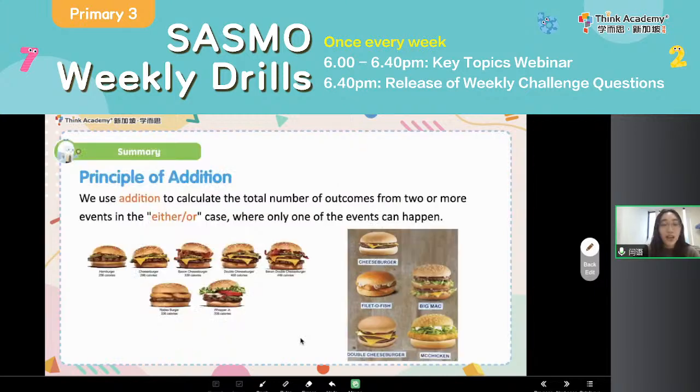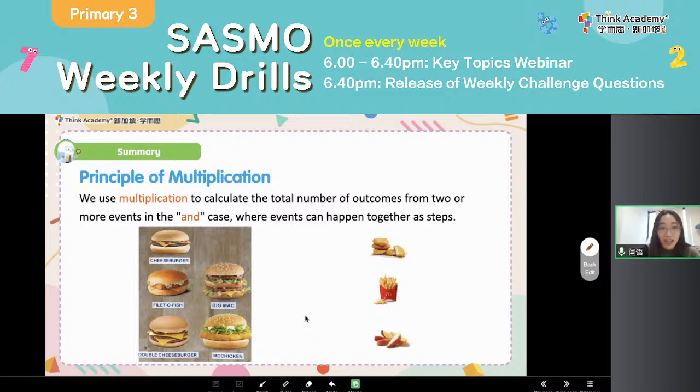Okay, so basically, the principle of addition is when we try to calculate the total number of outcomes from 2 or more events in the either-or case. So actually, you just need to choose one. And the principle of multiplication is when you try to calculate the total number of outcomes from 2 or more events in the AND case. So actually here, you need to make more decisions. Just like you need to choose the burger first and then move on to the side. So basically, there are 2 decisions.